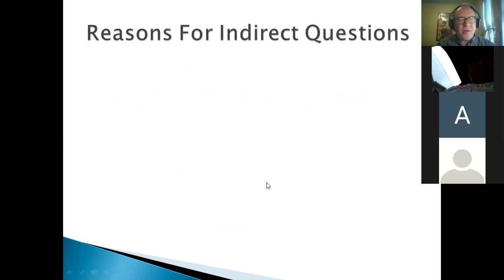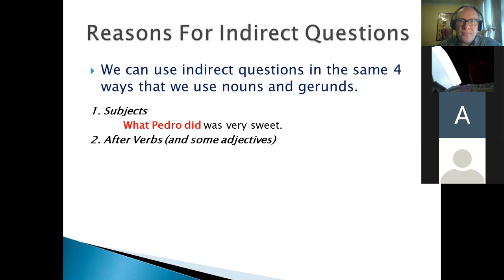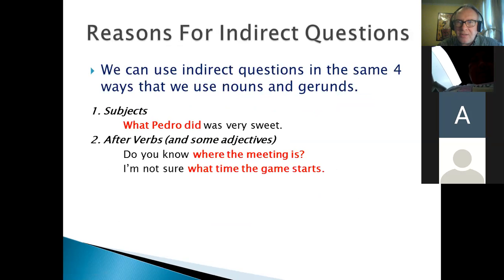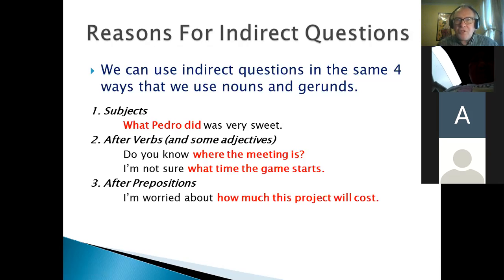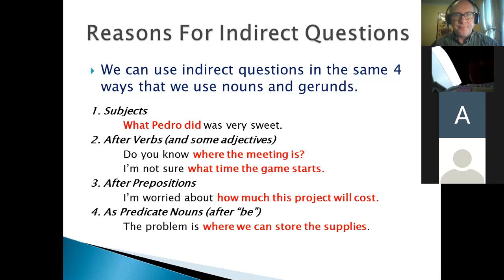And the reasons for the indirect questions are the same as they were on Tuesday, right? The four reasons we use nouns and gerunds: as a subject, for example, what Pedro did was very sweet. After verbs and some adjectives. Do you know where the meeting is? I'm not sure what time the game starts. After prepositions, I'm worried about how much this project will cost. And as predicate nouns after our be verb. The problem is where we can store the supplies. Again, same as nouns, same as gerunds. We use gerunds and nouns in exactly these four ways.